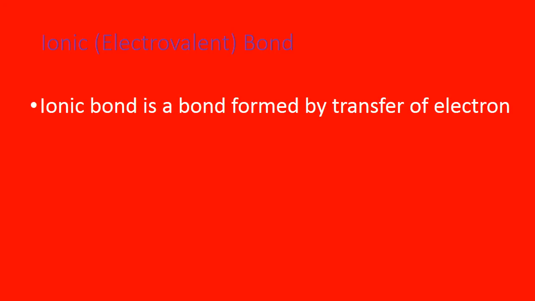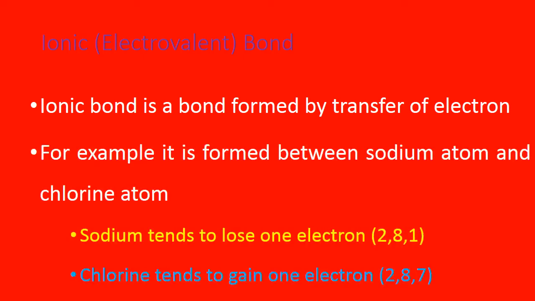The first type is the ionic bond, which is also called the electrovalent bond. An ionic bond is a bond formed by transfer of electrons from the valence shell of one atom to the valence shell of another atom. For example, an ionic bond is formed between a sodium atom and a chlorine atom. The atomic number of sodium is 11, so its electron configuration is 2,8,1. To attain the nearest noble gas configuration, that of neon, it tends to lose 1 electron.